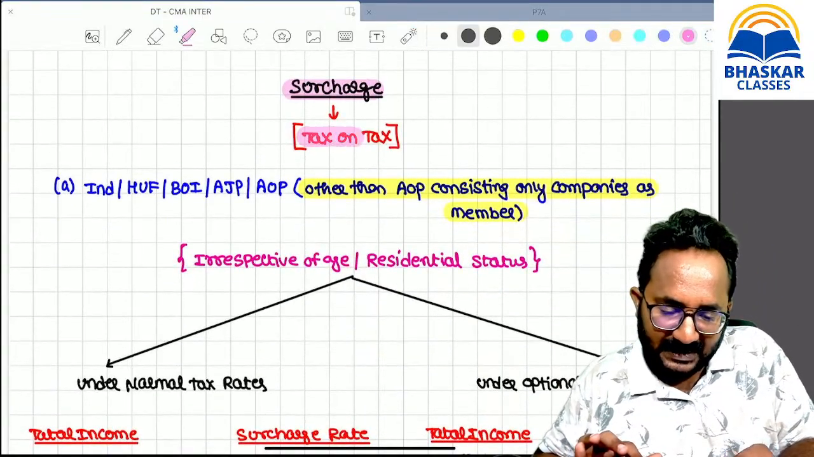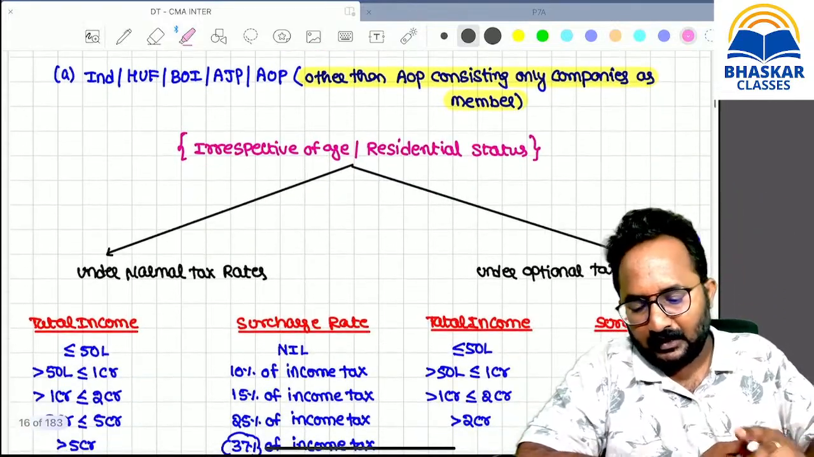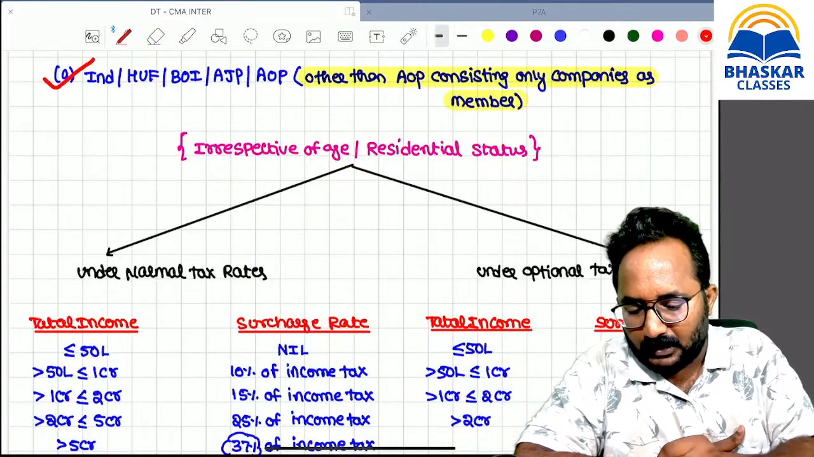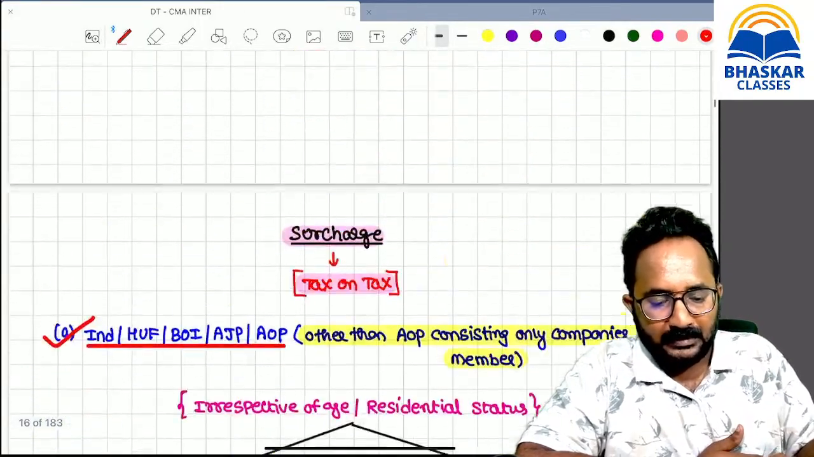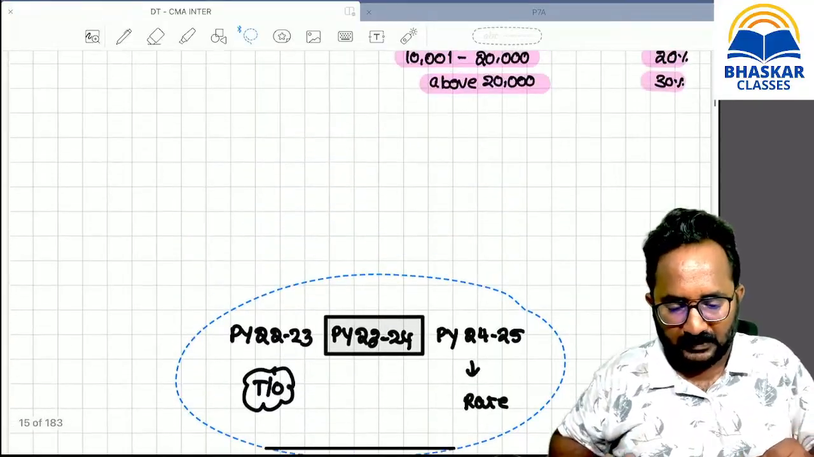Surcharge means it is a tax on tax. It is a tax on tax. First, I want to discuss the surcharge for the individual, HUF, AOP, BOI, AJP. But can you tell me what you mean by AOP? Association of persons.